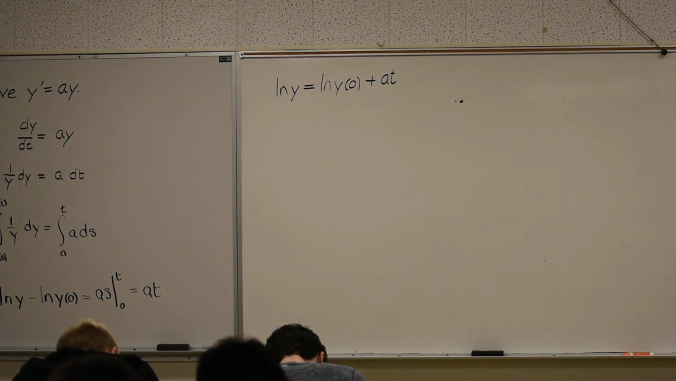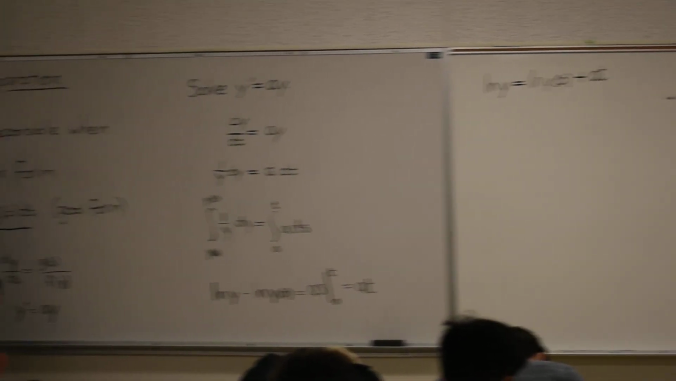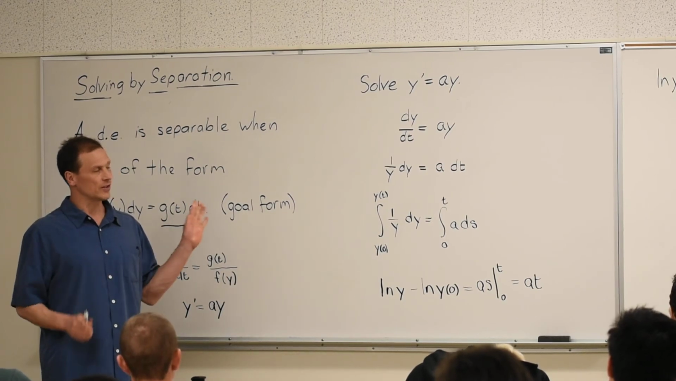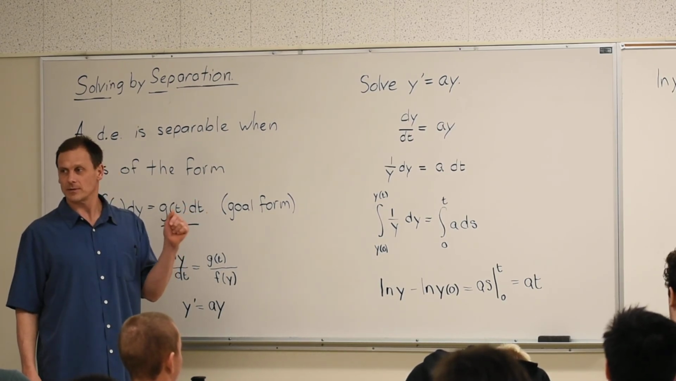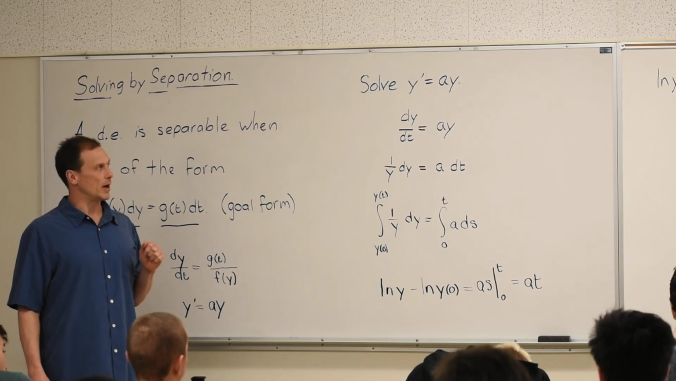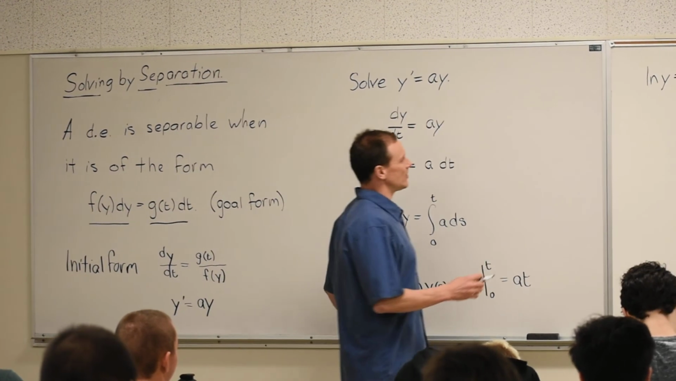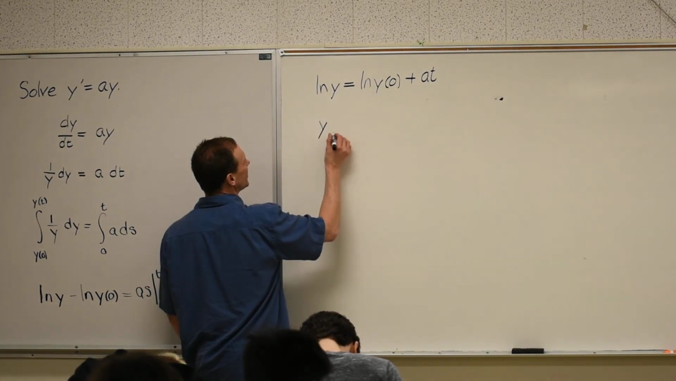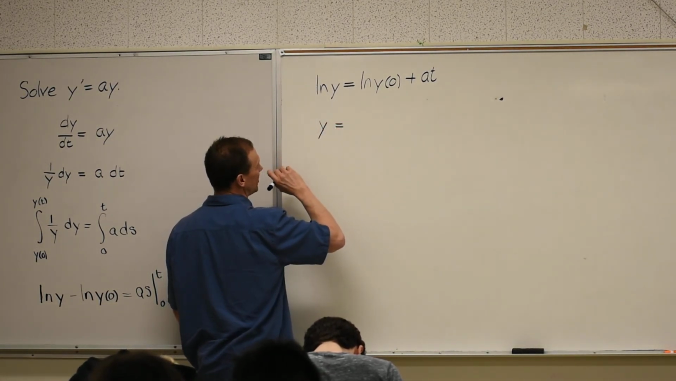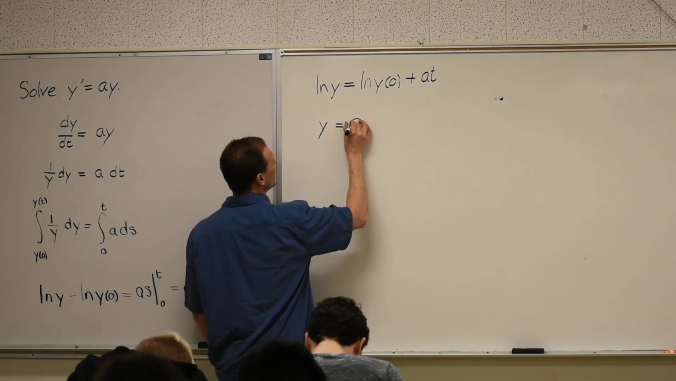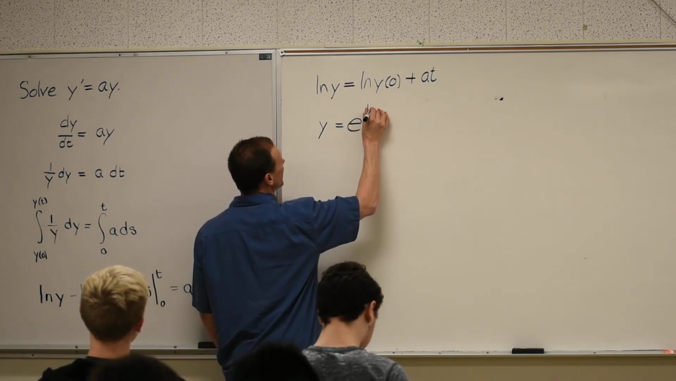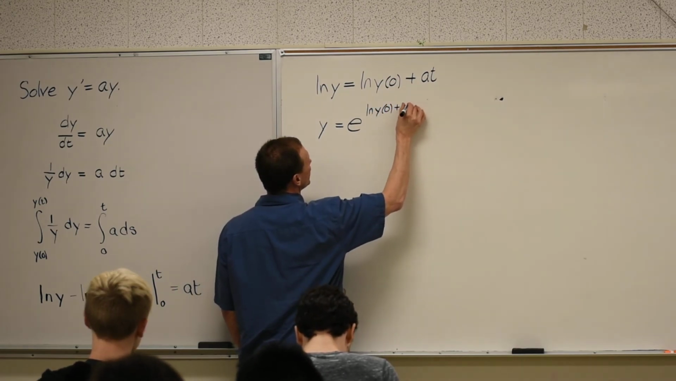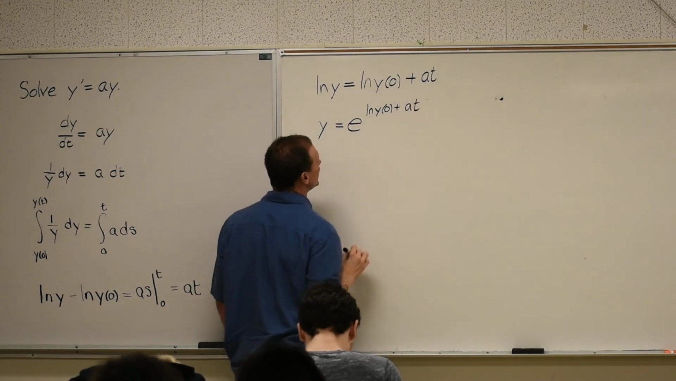So this next step, it's not hard, but it is easy just to make a simple mistake. And that is, in order to solve for y, what would we do? Right, we're going to raise both sides to e, the inverse of the natural log. And so when I do that, what I get is this. I get y on the left-hand side, and then I'm going to write out my steps so you can see this. I'm going to get e raised to the natural log of y of 0 plus a times t.